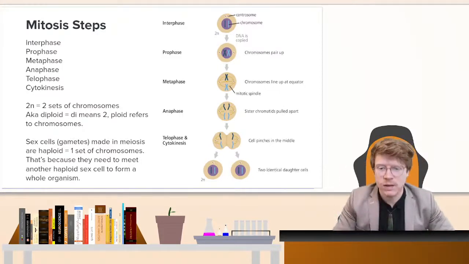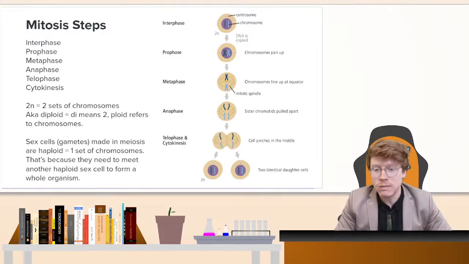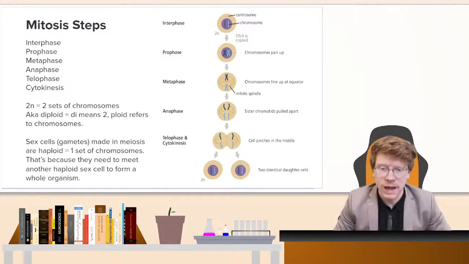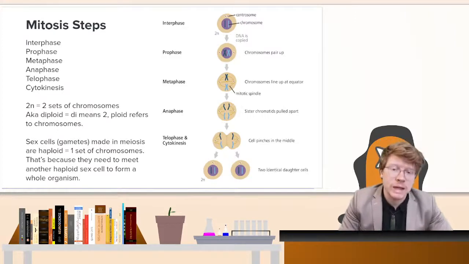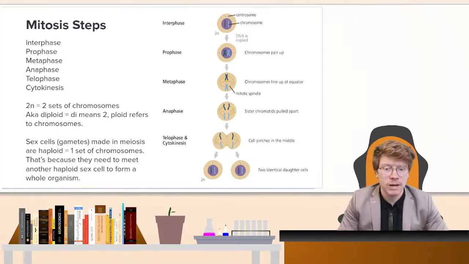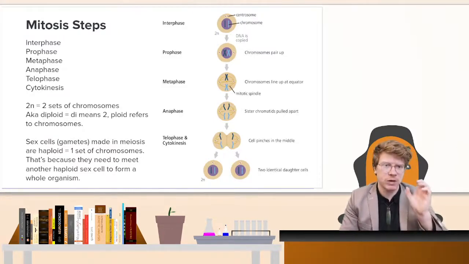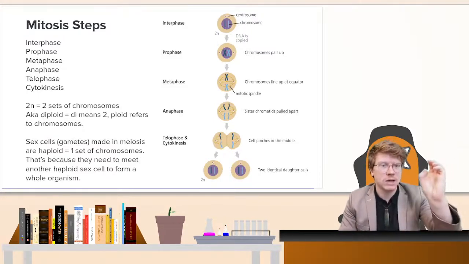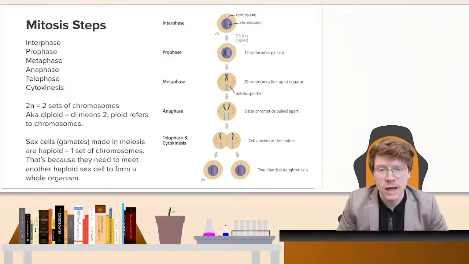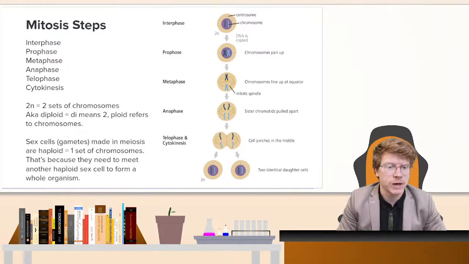With mitosis, you start off with 2N, which just means 2 sets of chromosomes, one from your mum, one from your dad, right? And when we say diploid, what the "di" in that means is 2. Ploid refers to chromosomes. Sex cells, gametes, are haploid, so they have 1 set of those chromosomes. And the reason for that is because you have the one gamete that is an egg and the one gamete that is a sperm, and then they join together to form a whole new organism, which is pretty neat.